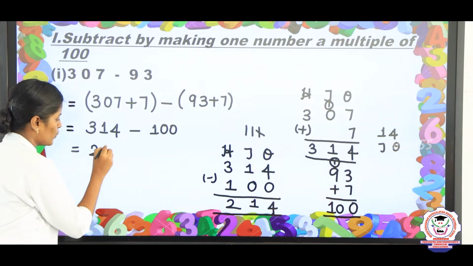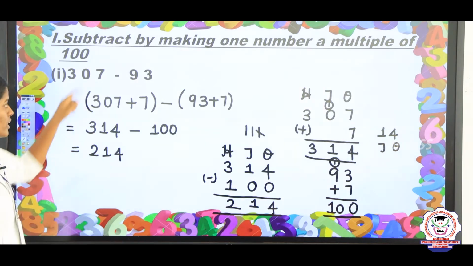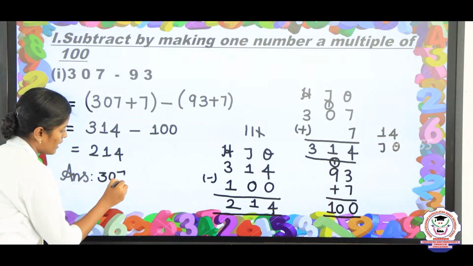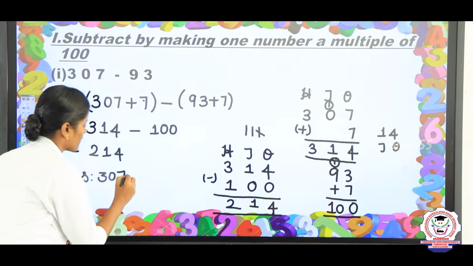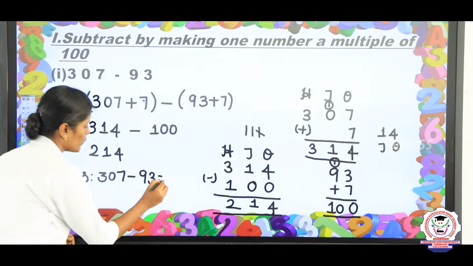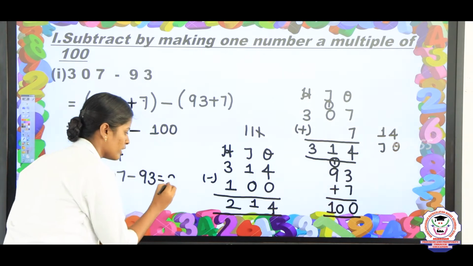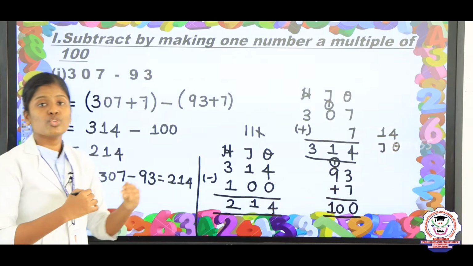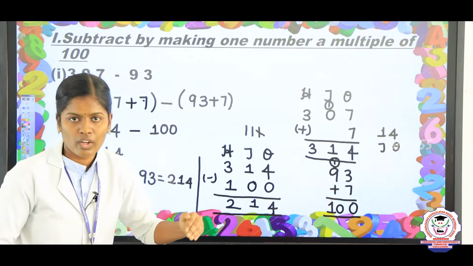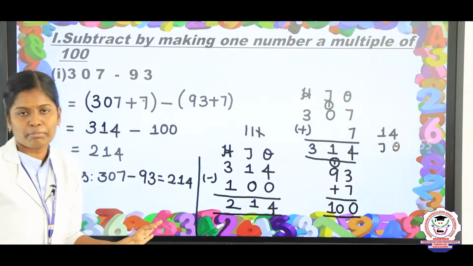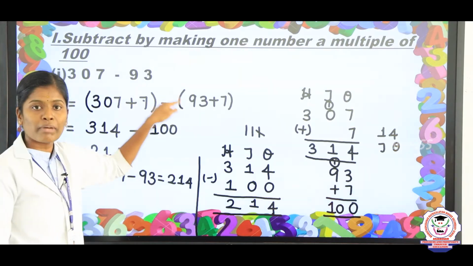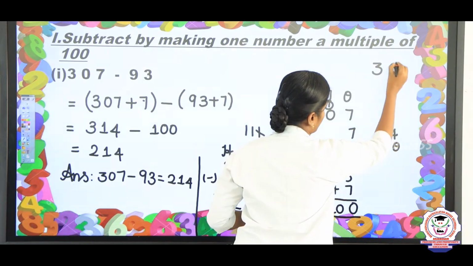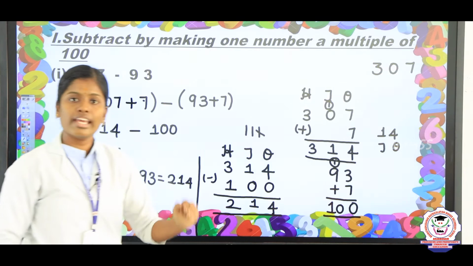Write the answer 214. Take the question 307 minus 93 equals, the answer is 214. Now listen children, we are going to check whether this answer is correct or not. Do the normal subtraction. Take 307 minus 93. 307 and next we have 93.